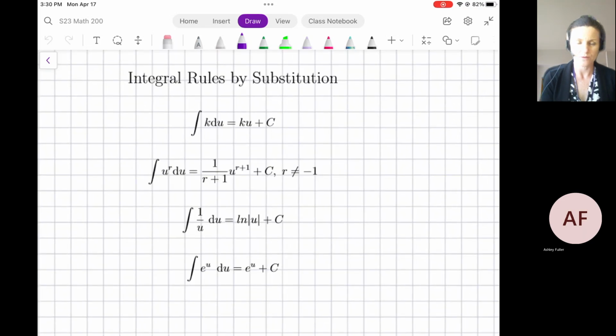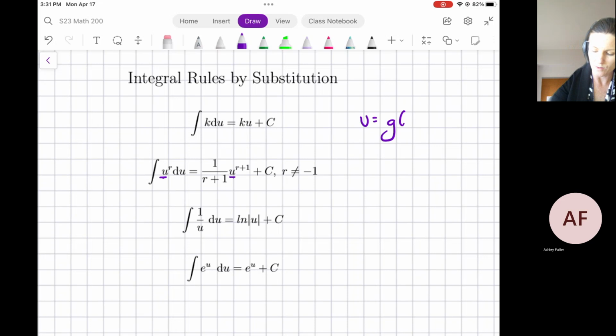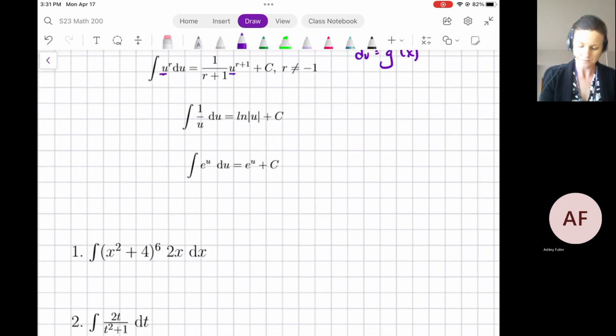You can see that these rules are identical to the ones we already listed, with the exception of now we're dealing with u as opposed to x as we were before. And what you're going to find is these u's are going to be functions with respect to x. And then du is going to be the derivative of that function.